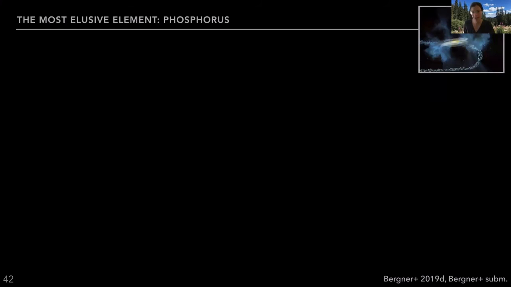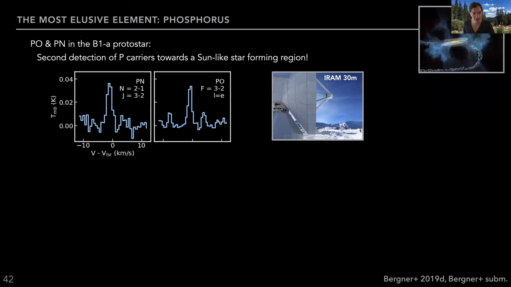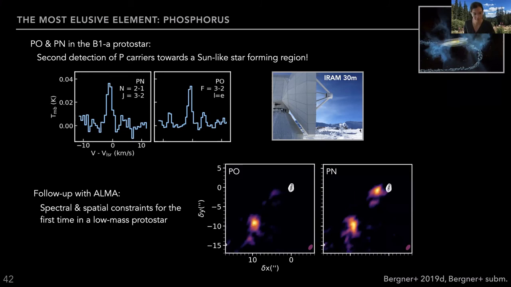To do this, we actually have to step back to the protostellar stage. Phosphorus has never been detected in a disk. We were very excited a few years ago to detect the phosphorus molecules PO and PN towards the protostar B1-a. This was just the second time that any phosphorus molecules had been detected towards a sun-like, or low-mass, star-forming region. You can see these nice detections made with the IRAM 30-meter telescope that allowed us to make some preliminary constraints on the phosphorus chemistry in this source.